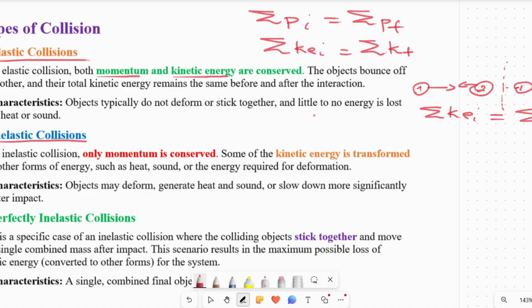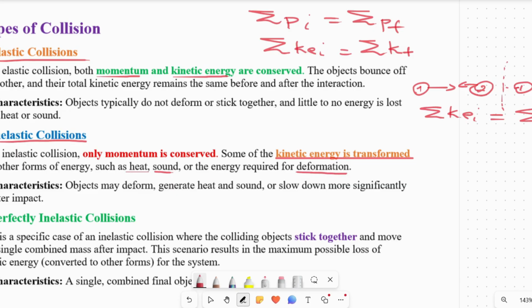Then when we come to inelastic collision, only momentum is conserved. So remember, in all collisions the momentum is conserved because that is the law of conservation of momentum. But in an inelastic collision, the important thing to take note of is that the kinetic energy is not conserved. It has been transformed into other forms of energy, such as heat, sound, or the energy that was required for deformation.